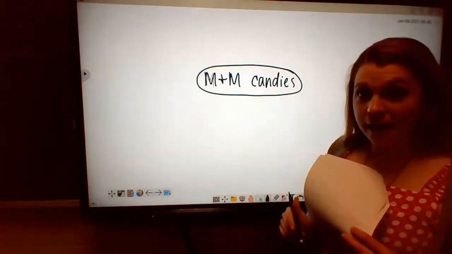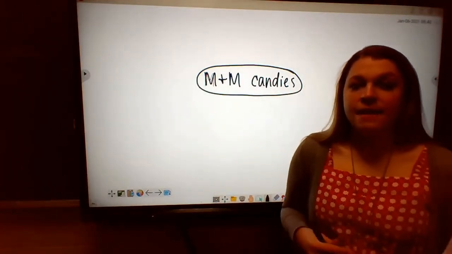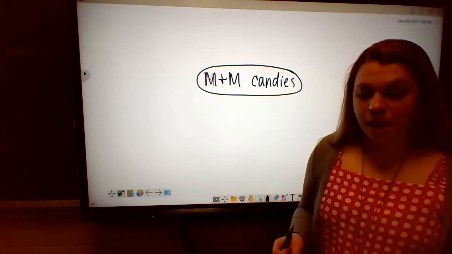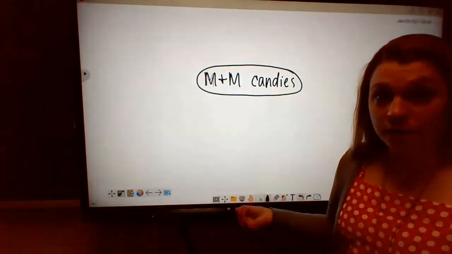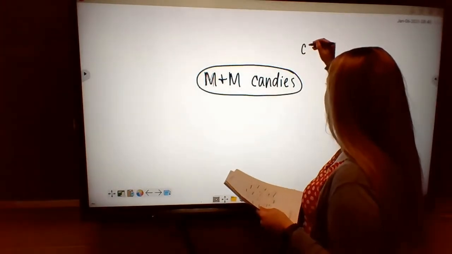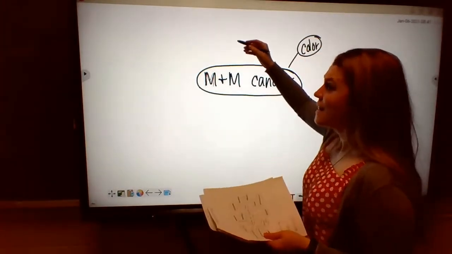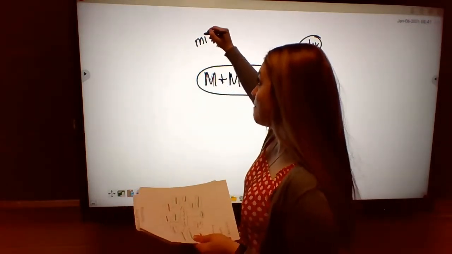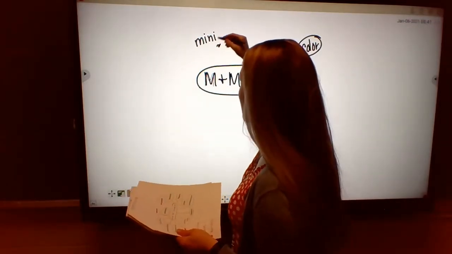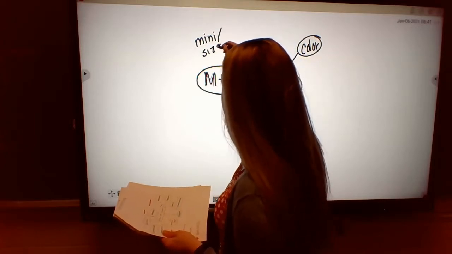M&M candies. That is what we are going to be brainstorming about. So just think of some things that you associate M&Ms with. So one of the first things that comes to mind for me is just the color of them. So we're going to write color. Also the size. So there's many different sizes. I personally like the mini M&Ms the most. So slash, we'll just put size.